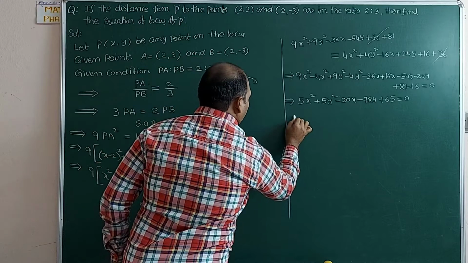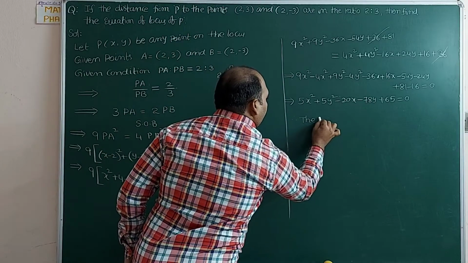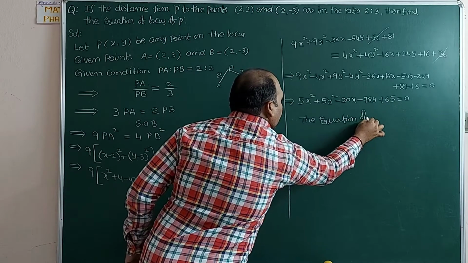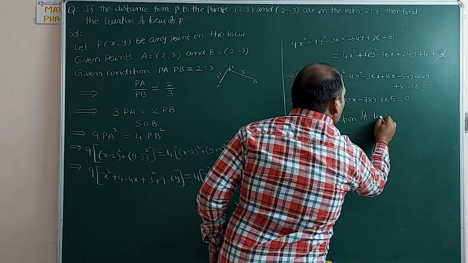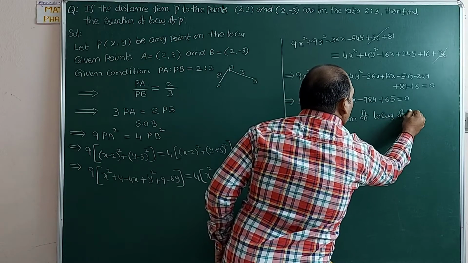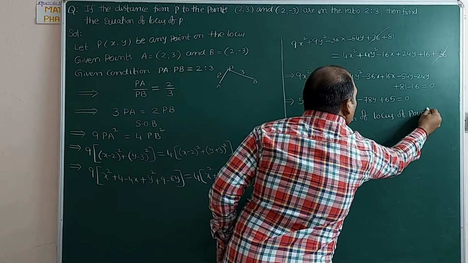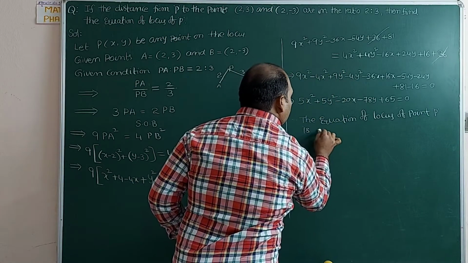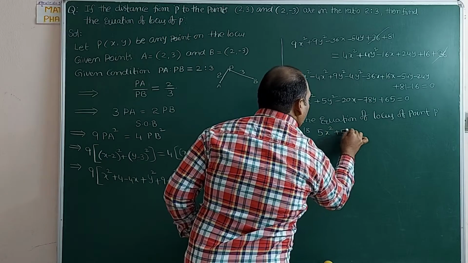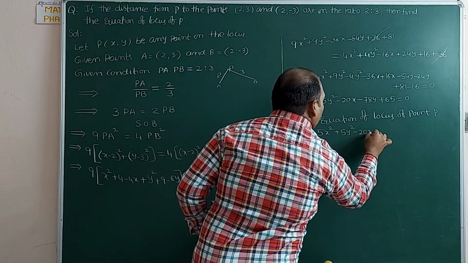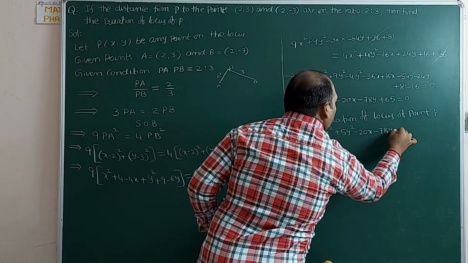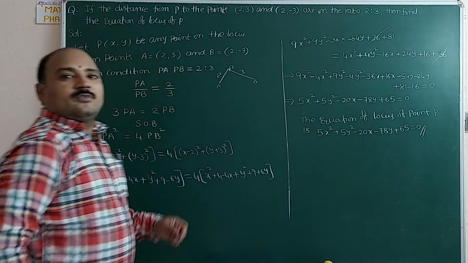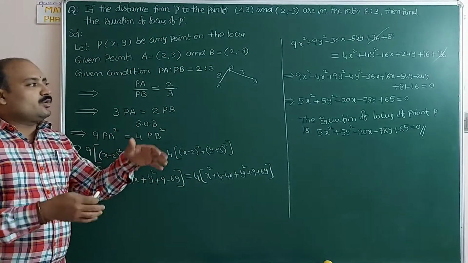Therefore, the equation of locus of P is 5x² + 5y² − 20x − 78y + 65 = 0. That's all. This is the way you can do that, dear students.